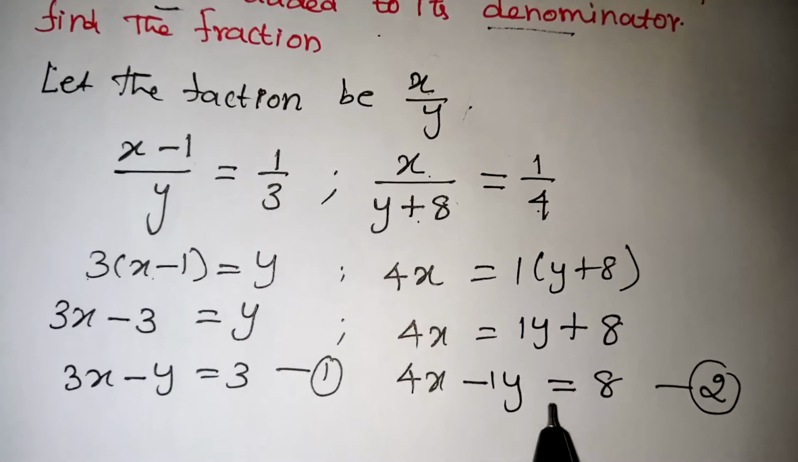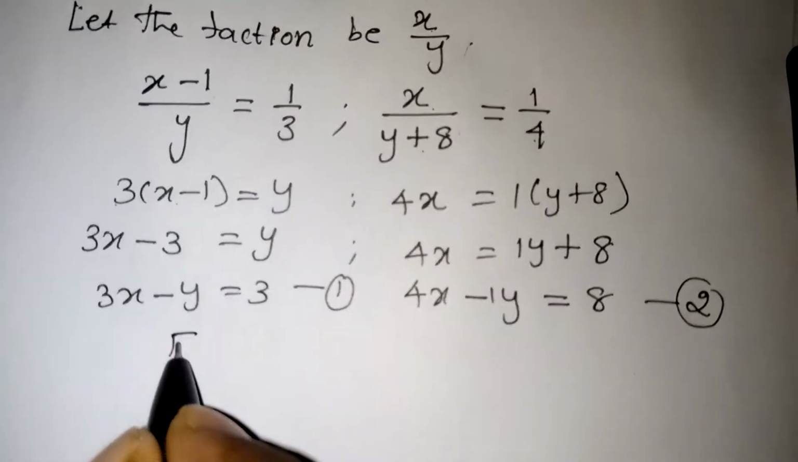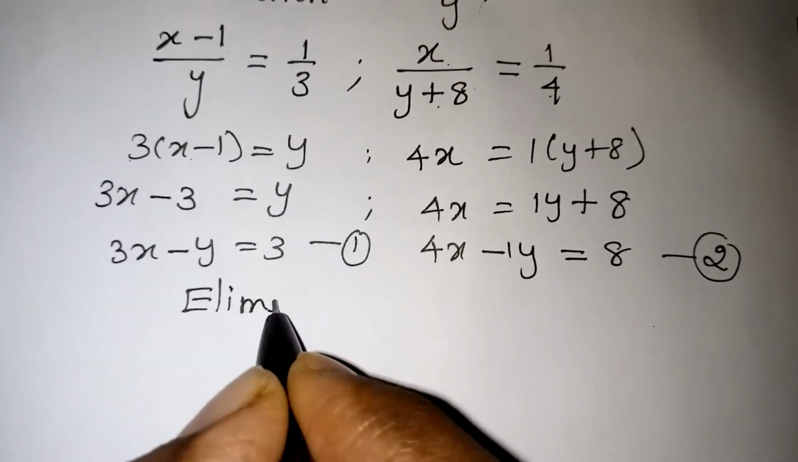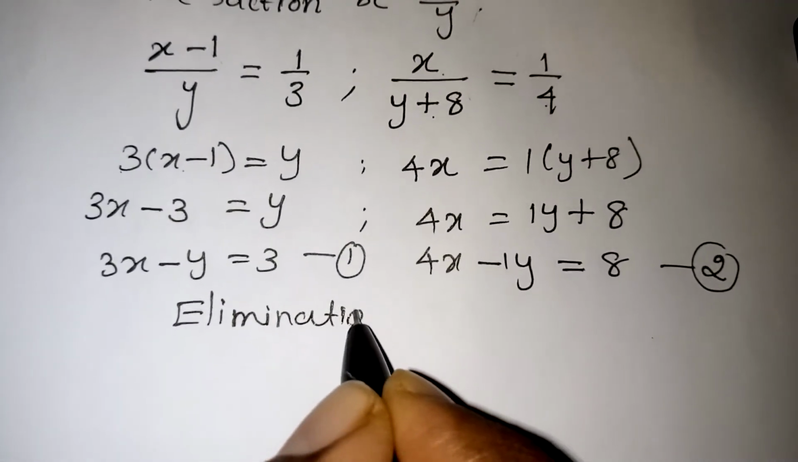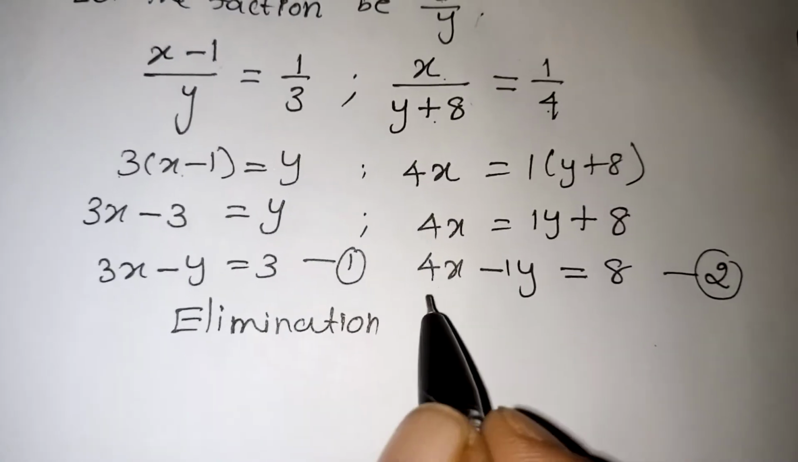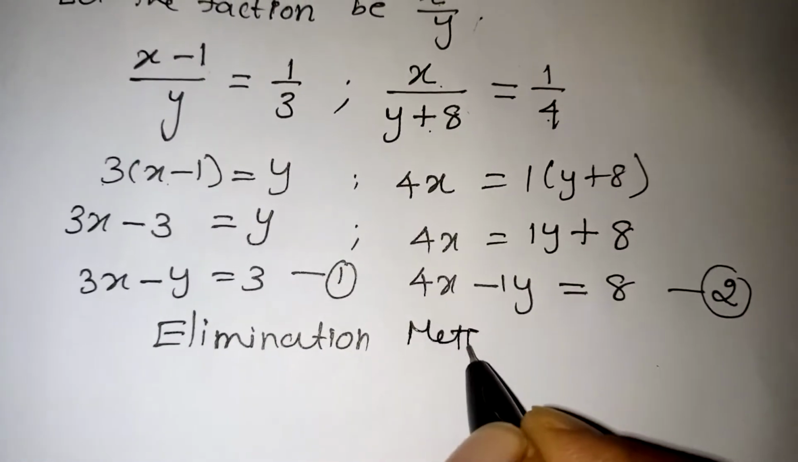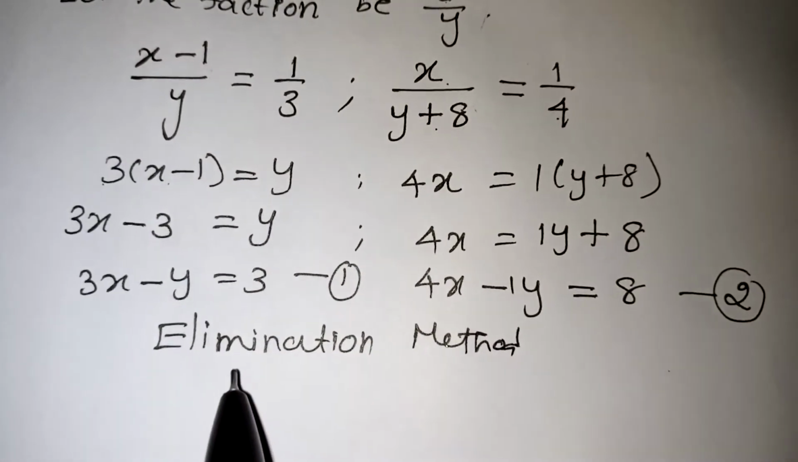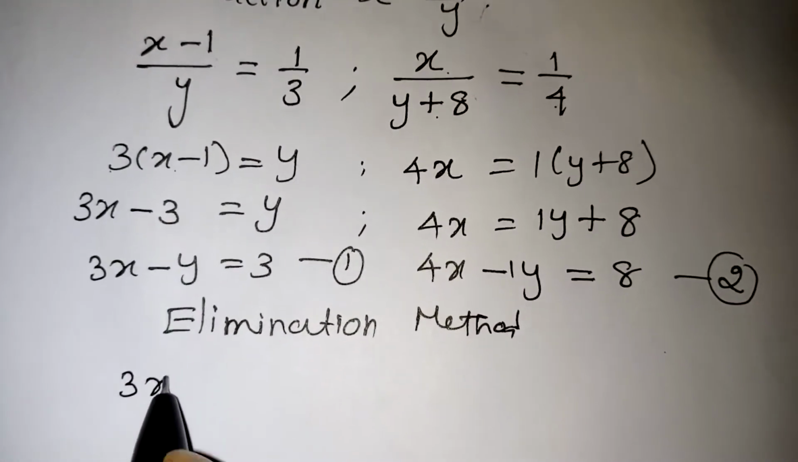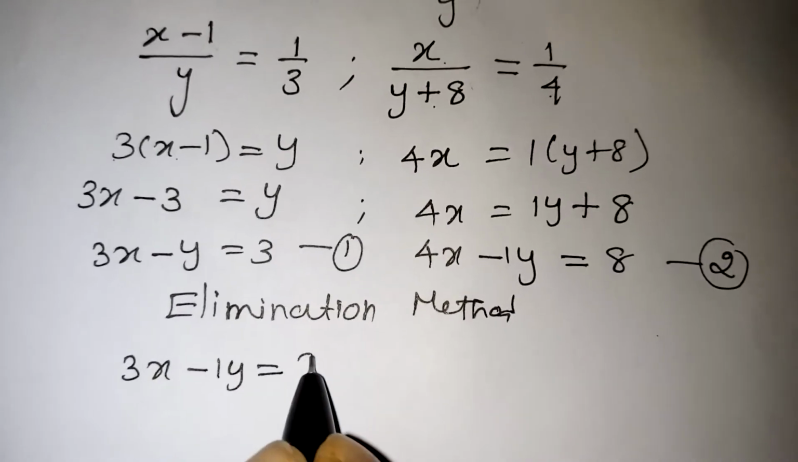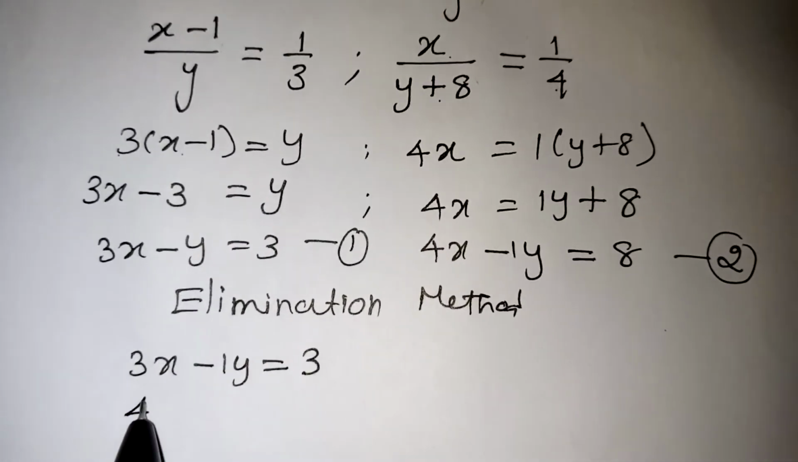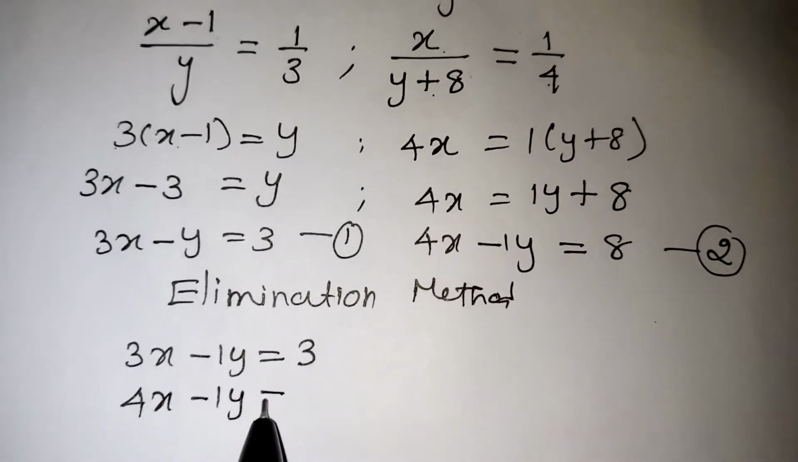We need to solve these two equations. So we are going to solve by the elimination method. The elimination method is very simple because we have 1y here and 1y here, so it can be cancelled very easily. So first write the equations one by one. This is 3x minus 1y is equal to 3, our first equation. Second equation, 4x minus 1y is equal to 8.